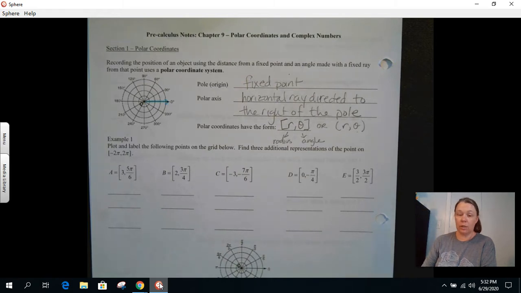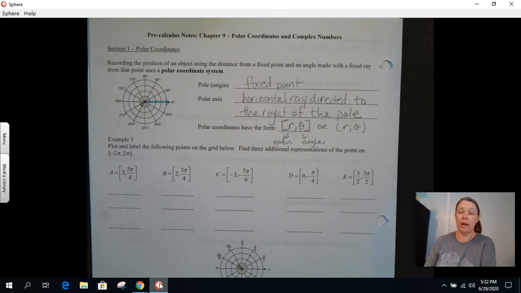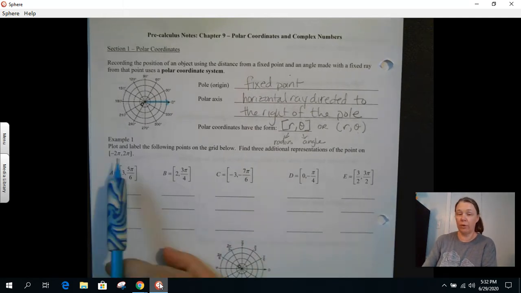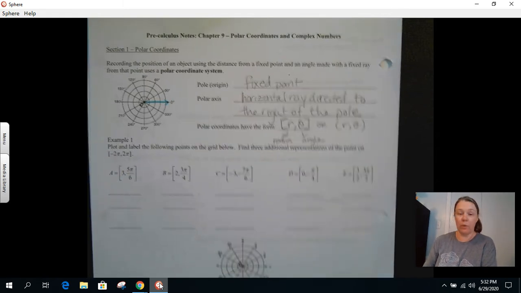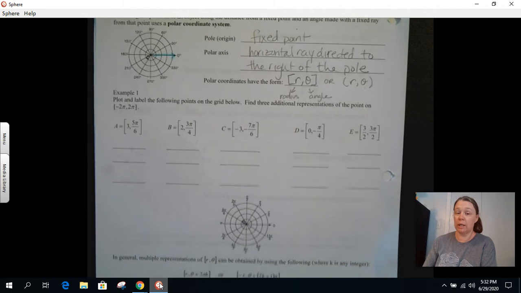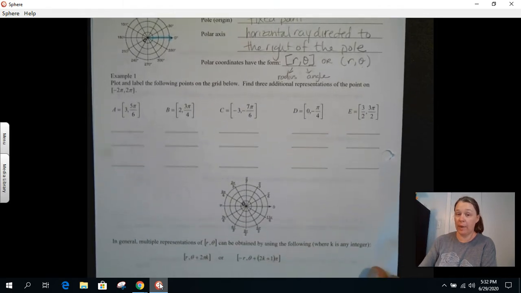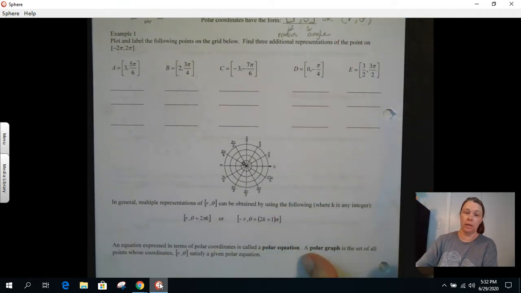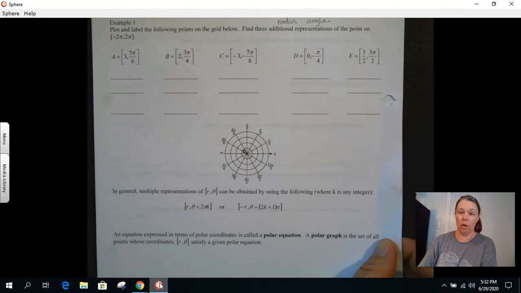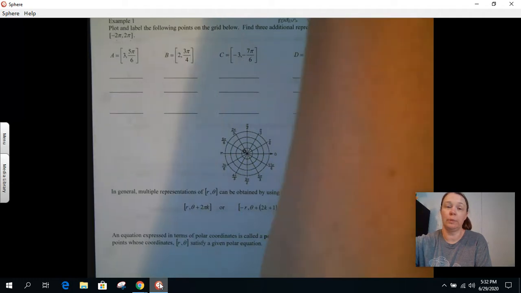So example 1 asks you to plot and label the following points on the grid below, and then to find 3 additional representations of the point, and it gives you an interval from negative 2 pi to 2 pi. So there are a couple of different ways to go about this. You can either start with the radius and then think about the angle, or start with the angle and then think about the radius. There's not really a wrong way to approach it.